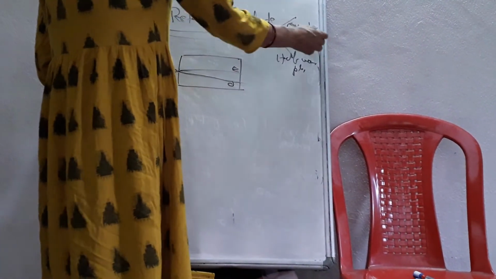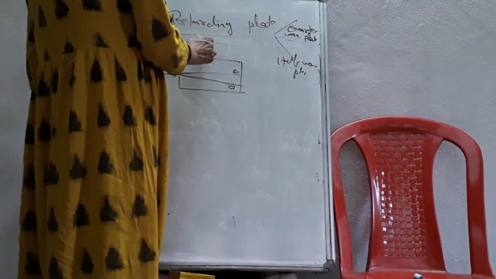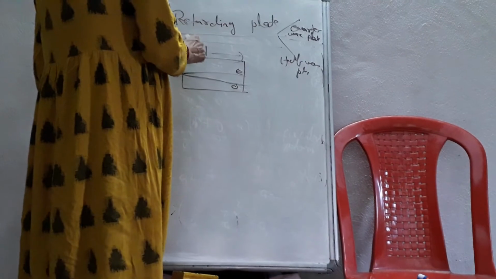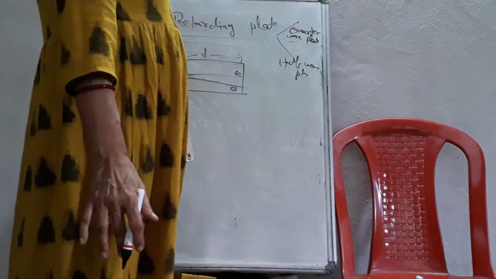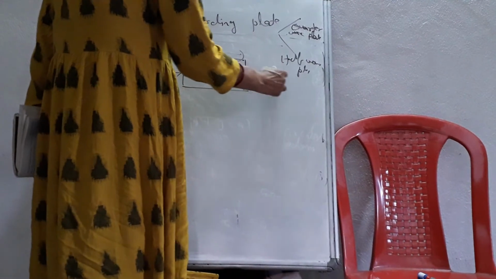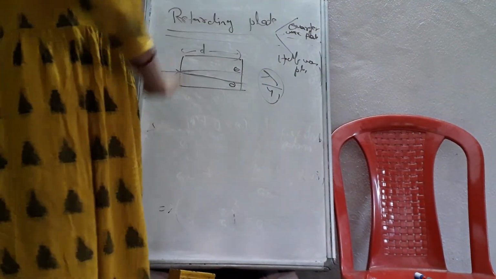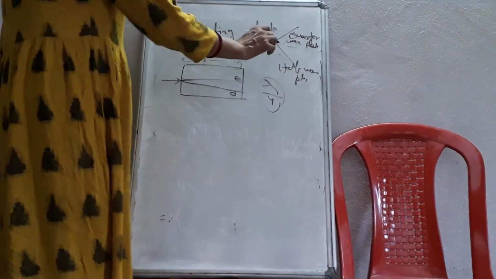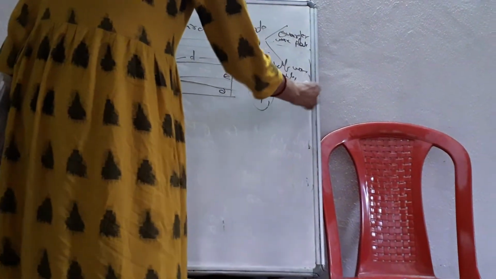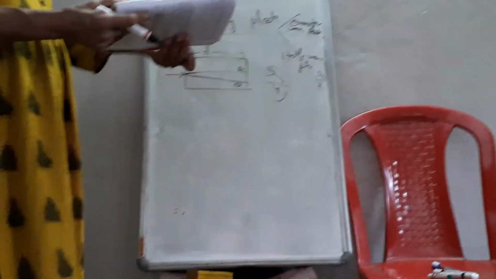Quarter wave means understood. So its thickness should be such that when the extraordinary and ordinary rays travel through it, a path difference of lambda by 4, quarter, is introduced. And in case of a half wave plate, a path difference of lambda by 2 should be introduced. So one will be called a quarter wave plate, one will be a half wave plate.